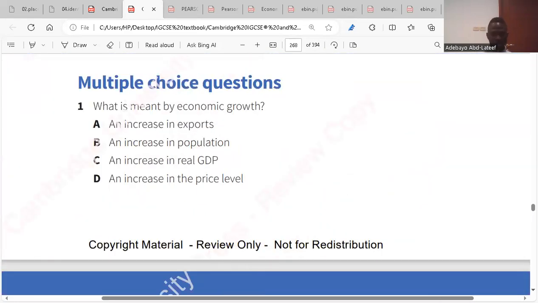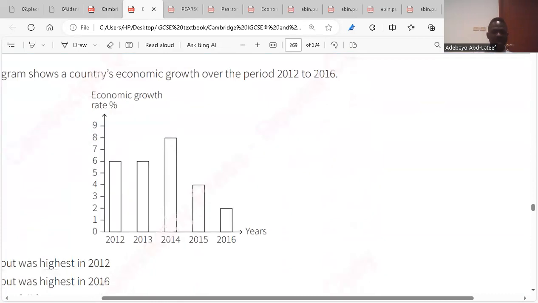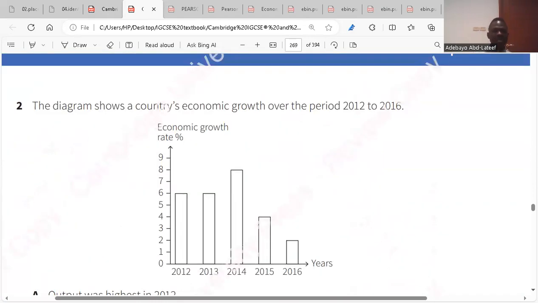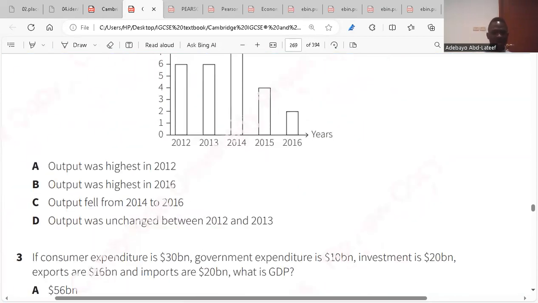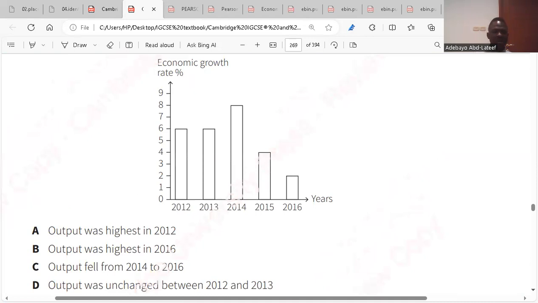What is meant by economic growth? See. An increase in the real GDP, yes. Question 2. It said the diagram shows a country's economic growth over the period of 2012 to 2016. What can be said about this? Okay. Output, 2012 to 2016. Output was highest in 2012.